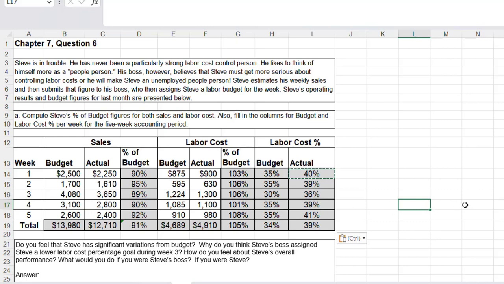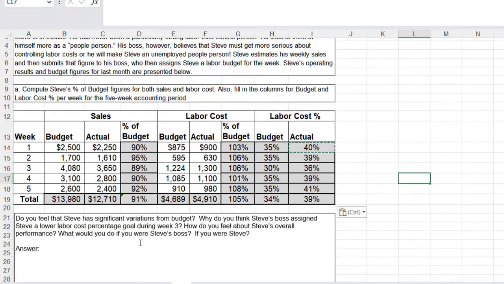But if he was closer to his target on his sales projections, he would be much closer on his labor costs as well. Okay, so why do we think his boss lowered his labor cost goal percentage in week 3? I think he was looking at him to see if he could do a little bit better job of scheduling, see if he could get a little bit closer, which he did.